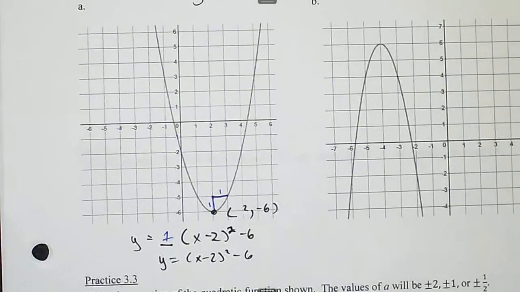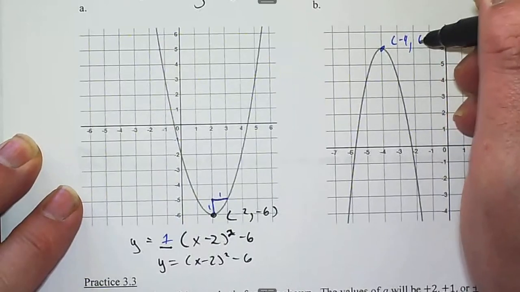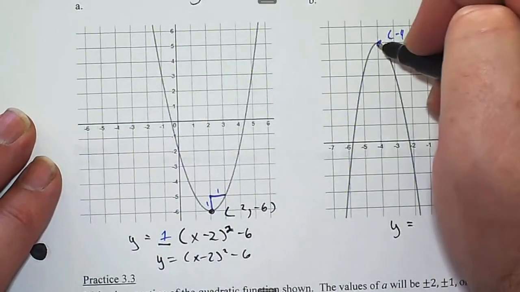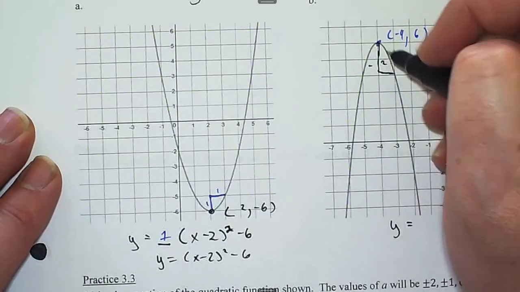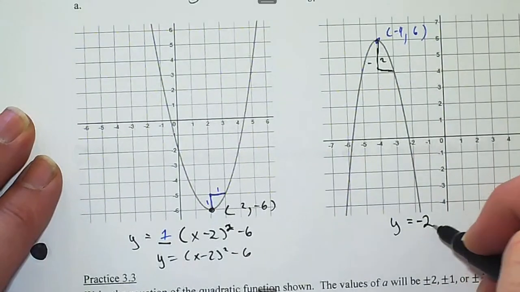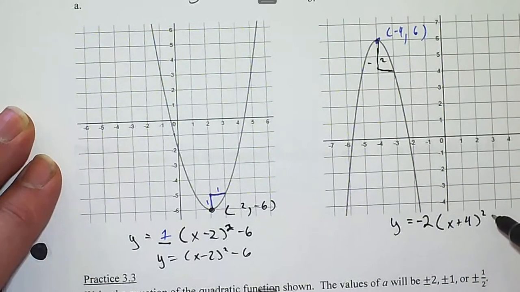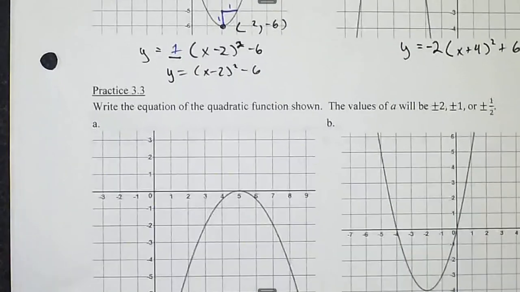We'll take a look at the next one. We have a vertex of negative 4 comma 6. But we're going down. Look at how it's going down. That's a negative, and it's 2. Do you see that? So it's a negative 2 for the a value, x plus 4 squared plus 6. Give that a try with yours.